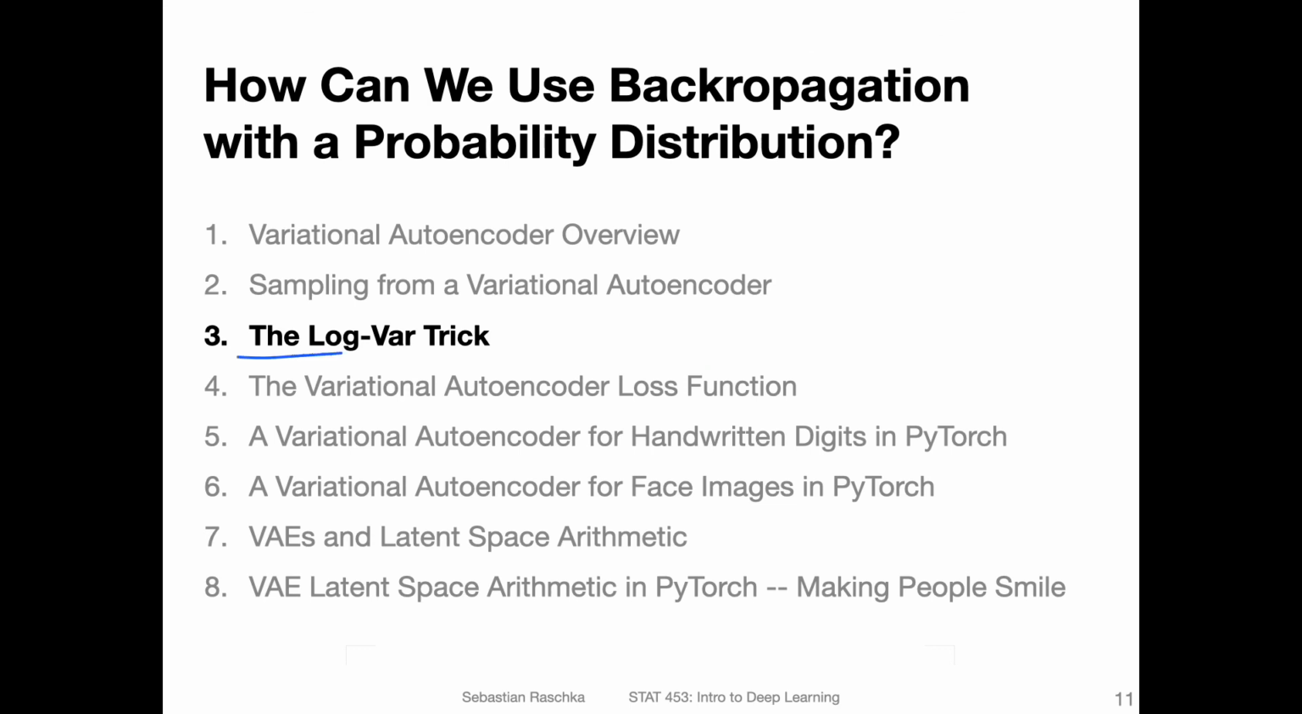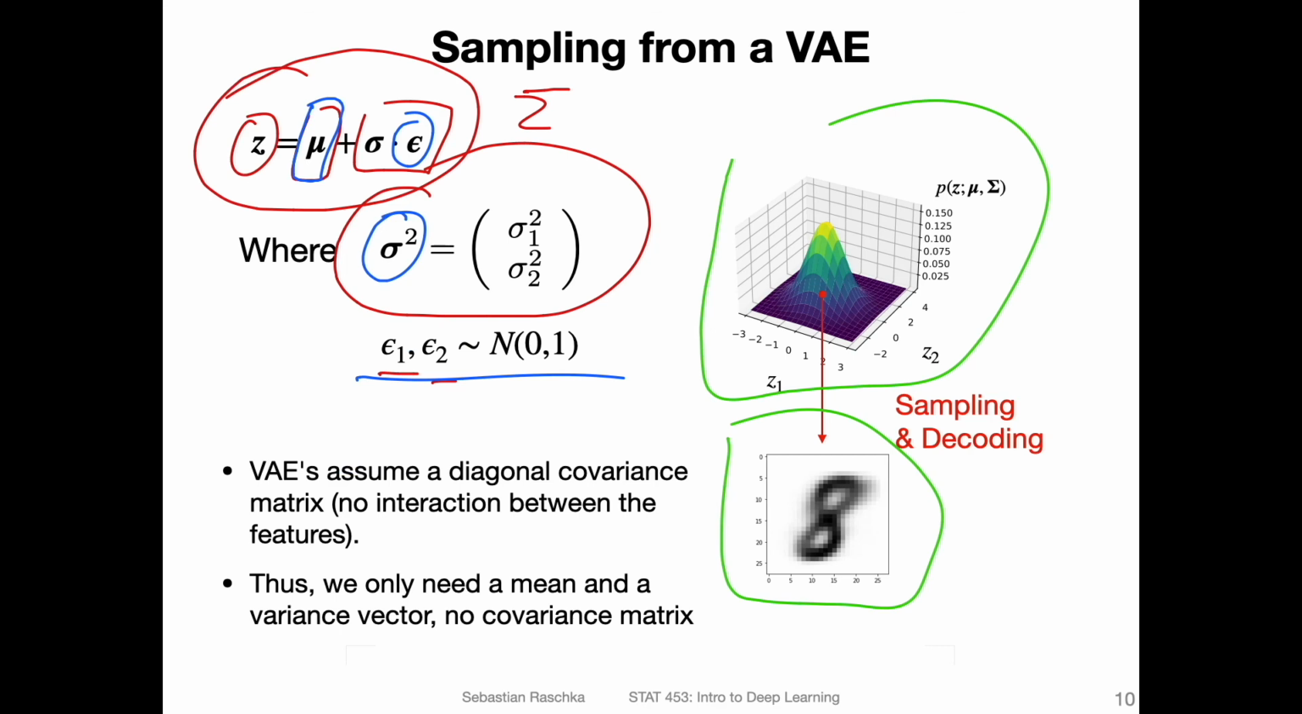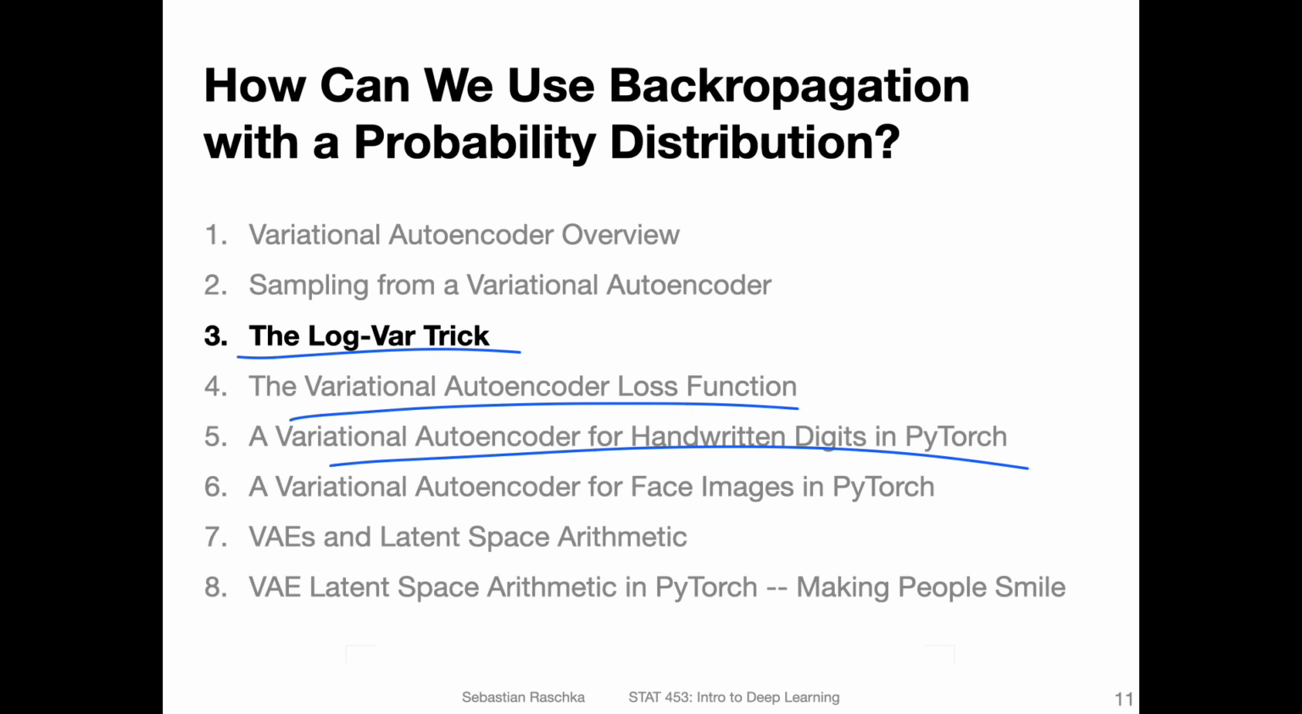So let me briefly talk about this logvar trick, which will be kind of important for implementing the sampling procedure. Then in the next video after that, there's one more on the loss function, but then I will actually show you how this works in PyTorch. And I think when you see the whole code, I bet it will make more sense why we want to store this mean vector and this variance vector, and also why we will use this logvar trick. All right, so stay tuned for the next video on the logvar trick.